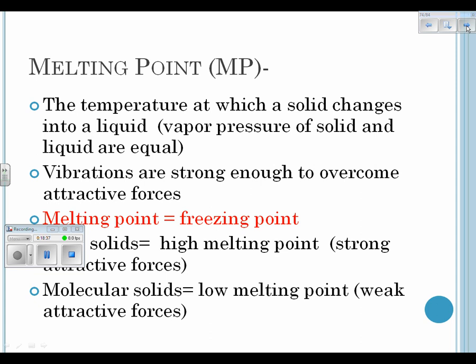Ionic solids have a really high melting point, and that's because of their strong attractive forces. Whereas molecular solids have a low melting point, and that's because, if you remember, they have weaker attractive forces.